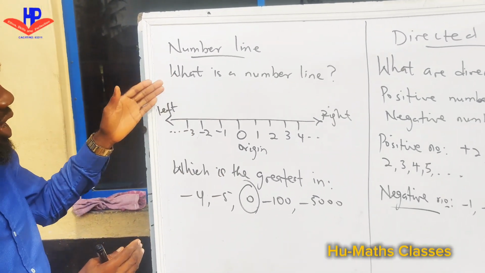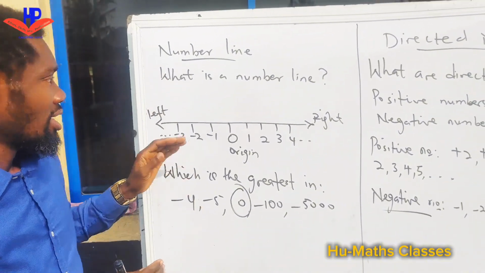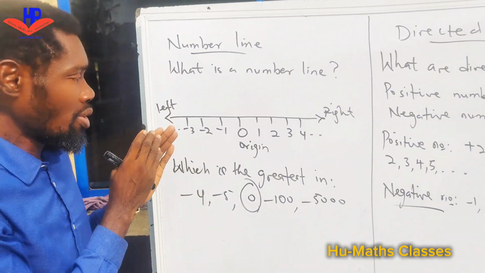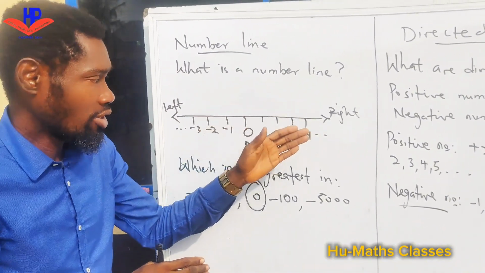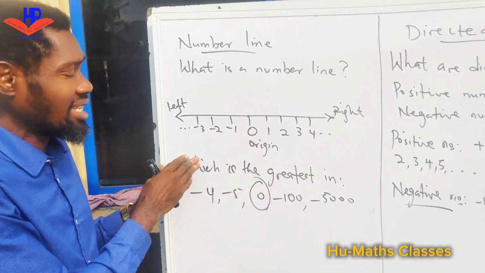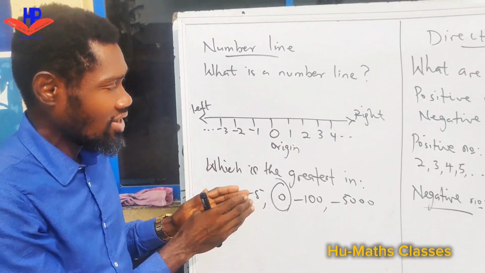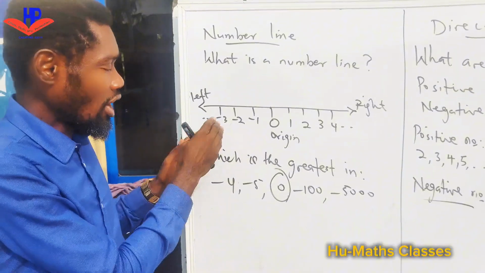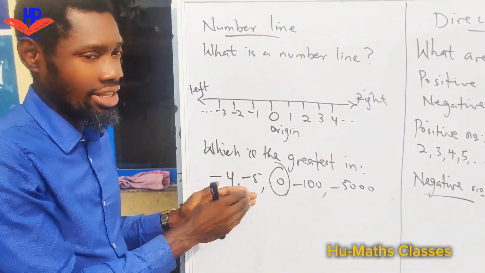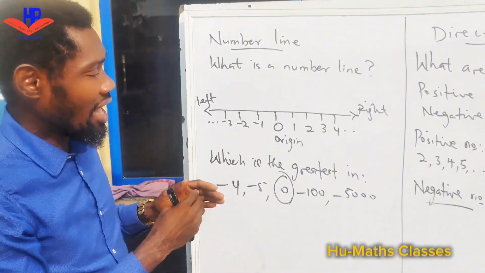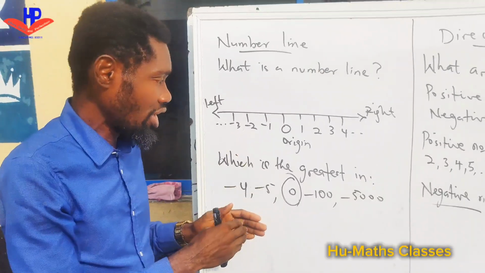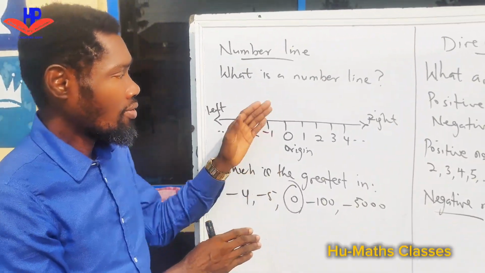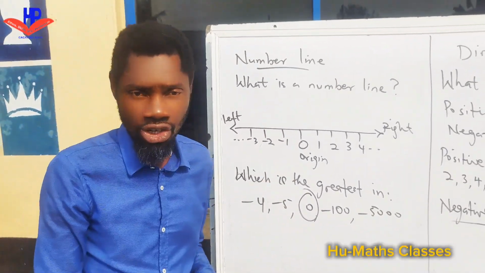So this is what you need to understand about the number line. I said it's a graphical representation of the directed numbers on a straight line, and numbers are written according to their sizes or their magnitude. That tells you also the number that is greater than the other number. So in our next class, we shall be solving problems directly from what we're going to have on the board. So see you in our next class.